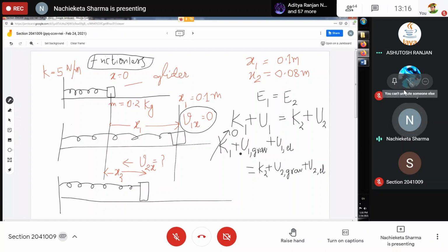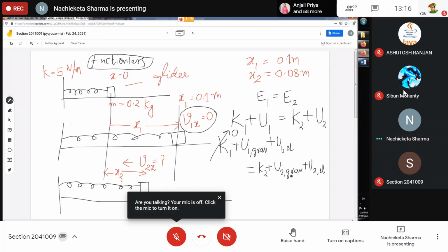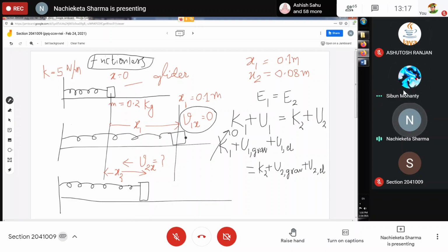What is u1 grave? It will be mass of the glider m into acceleration due to gravity g and height from the ground. Suppose height from the ground is y. So it will be mgy. What will be u2 grave? What is u2 grave? The same, because you are dealing with a horizontal surface.